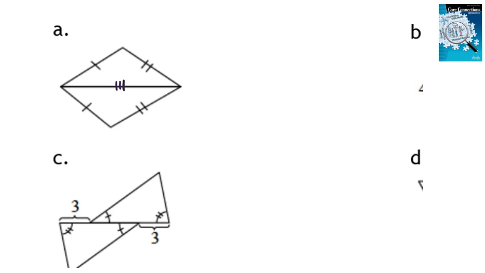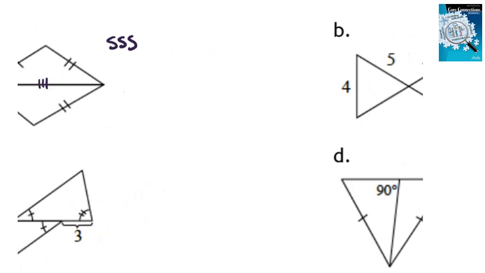So if you look at it, what we have there is definitely side, side, side, which is one of our 5 congruence conditions that we've discussed in the class. So these are definitely congruent by side, side, side. One of the sides there is congruent to itself by the reflexive property. But other than that, we're good to go.